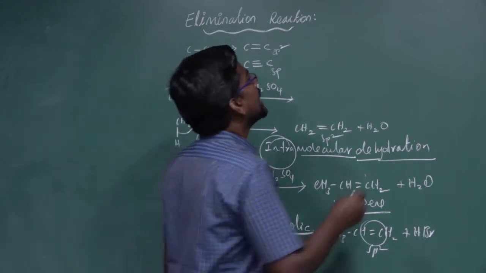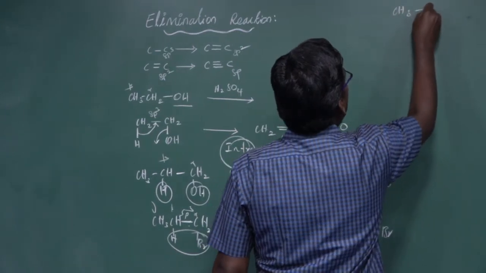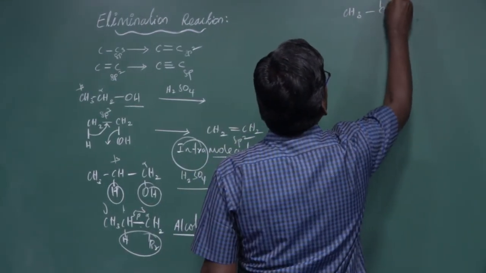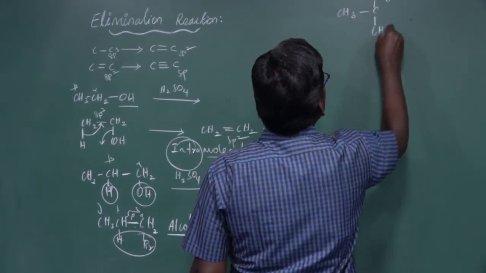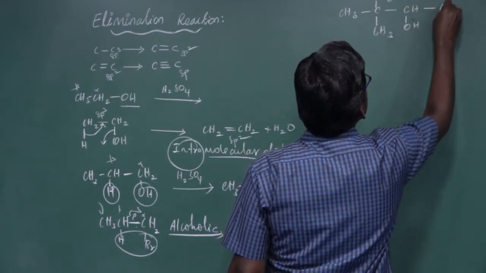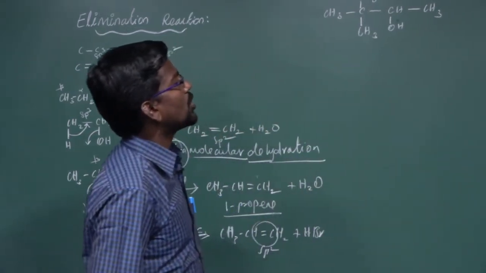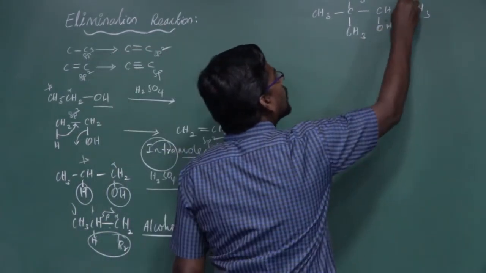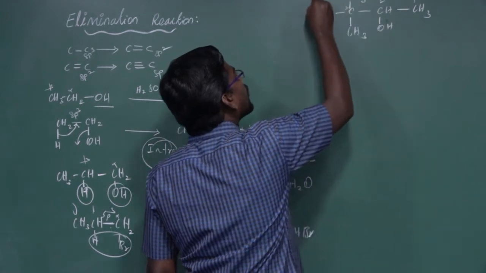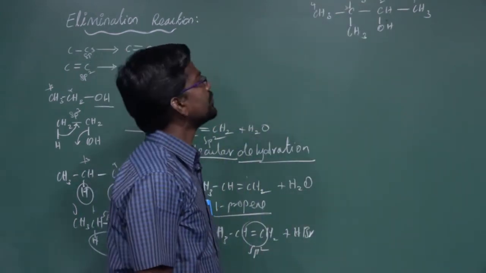Another one: CH3, C, CH3, CH, OH, CH3. What is the name of the compound? What is the parent chain of the compound? 1, 2, 3, 4: four carbons in the parent chain. So the root word is but.